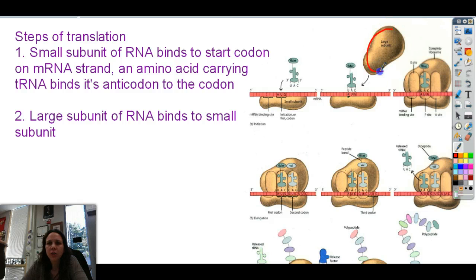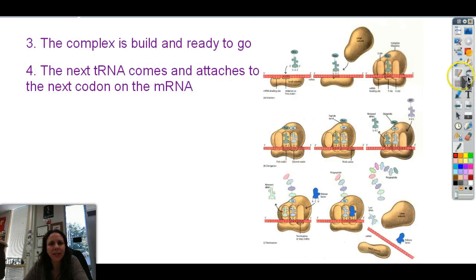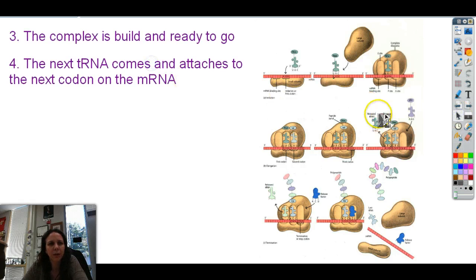Then the large subunit, or the second half of the ribosome, is going to sit down and he's going to glue himself on it as well. And what I end up with is this structure right here. So I've got a whole entire ribosome, I've got my strand of mRNA in the middle, and then I've got my first tRNA sitting on the start codon ready to do its thing. The complex is built and ready to go. Okay, so I've got this guy, he's all sitting there looking good.